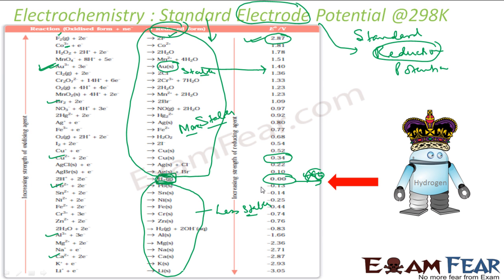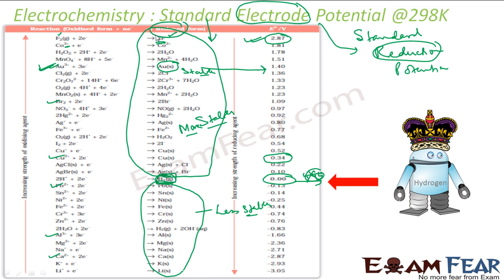So if the electrode potential is positive, that means the reaction is more favorable. And since electrode potential is nothing but the reduction potential, that means the reduced form, that is the product, is more stable than hydrogen gas. If this is negative, that means the reduced form, that is my product, is less stable than hydrogen gas, right?